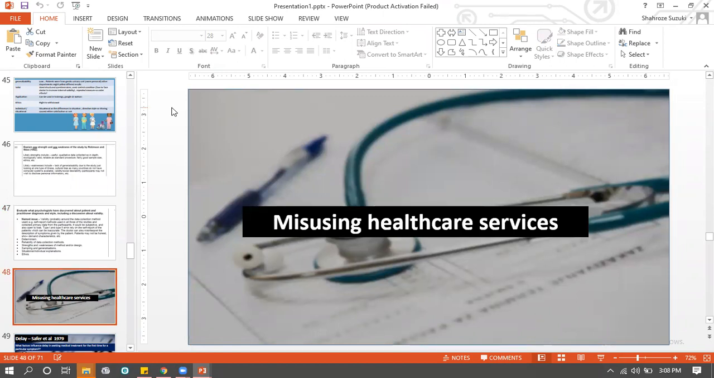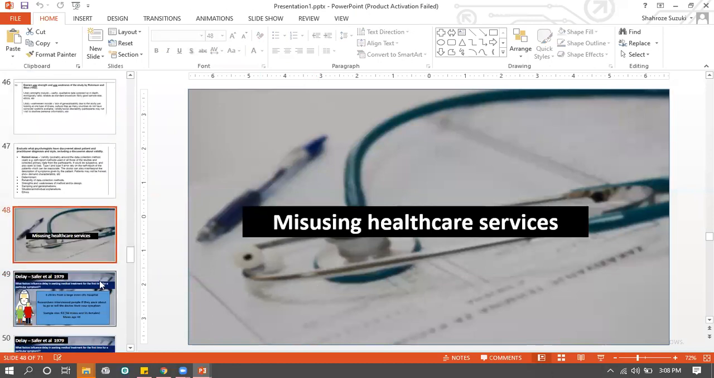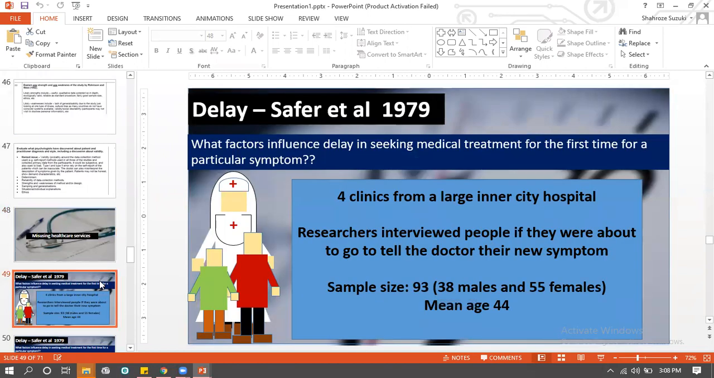Misusing healthcare services. I don't know. This section is a bit weird because it doesn't tell you how people misuse healthcare services. At least not the first one. The other two, I can understand, but the first experiment we're gonna do, the delay one, I don't understand how they misuse healthcare services. Anyways, this section name is misusing healthcare services, and yeah, इसके अंदर तीन concepts हैं. So first off is delay.